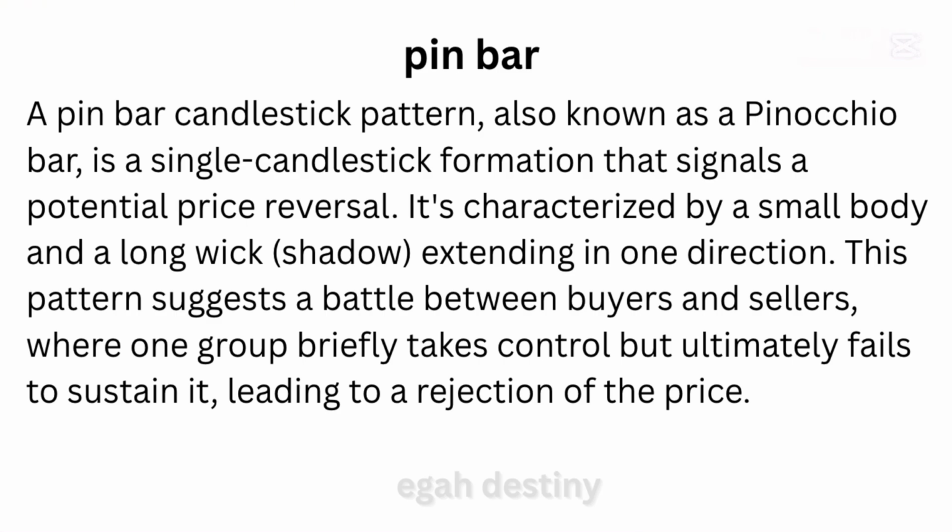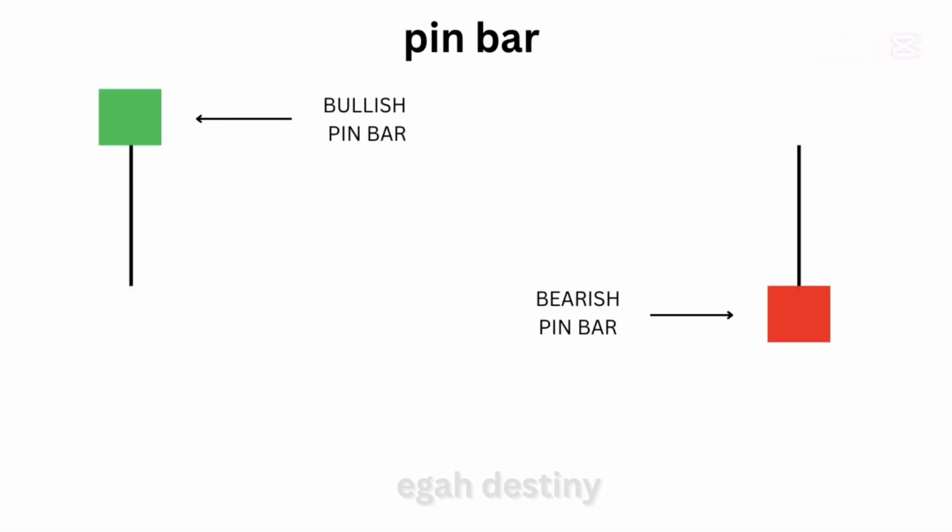And we understand this looking at pictures. This is a bullish pin bar and this is a bearish pin bar. From what we understand, we know that a bullish candlestick starts opening at the bottom and closes at the top. Then a bearish candlestick opens at the top and closes at the bottom.